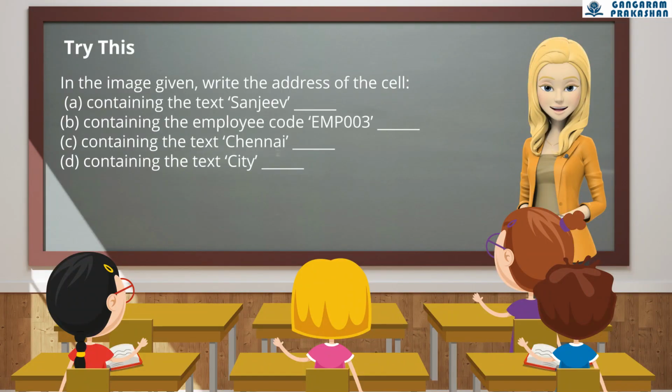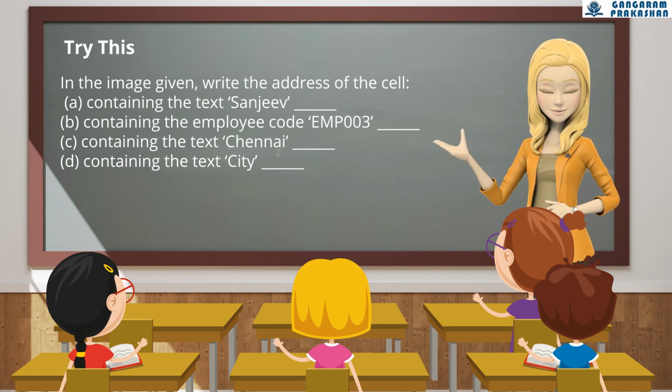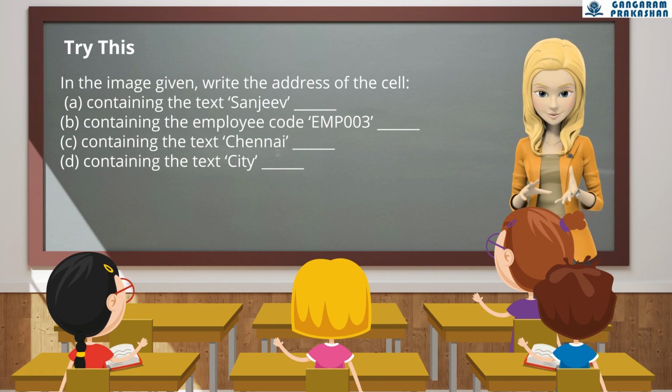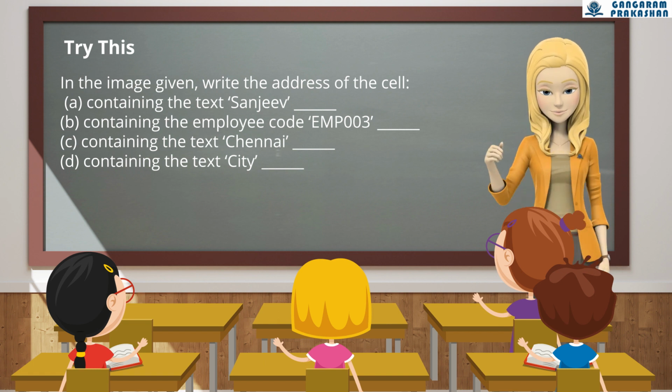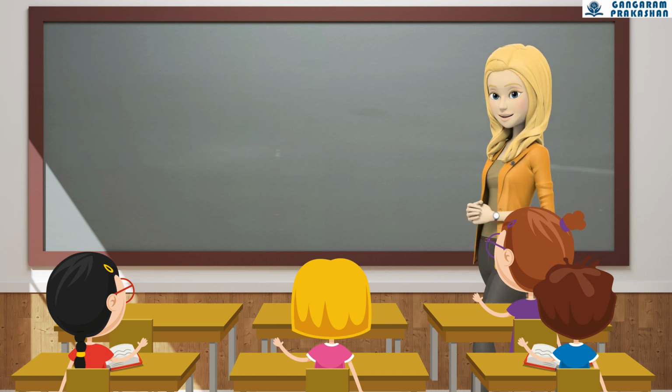Try this. In the image given, write the address of the cell A containing the text Sanjeev, B containing the employee code EMP003, C containing the text Chennai, D containing the text City.